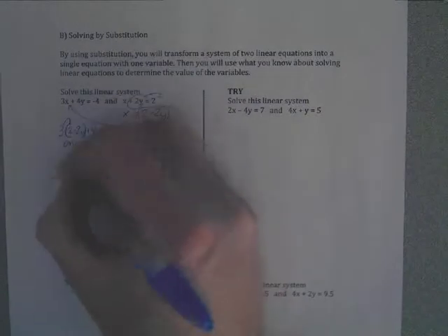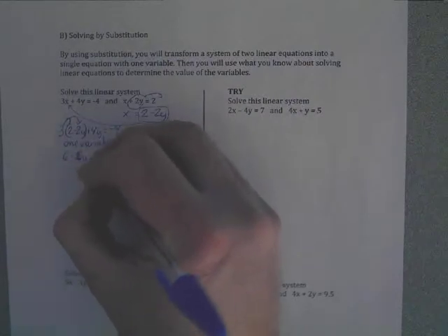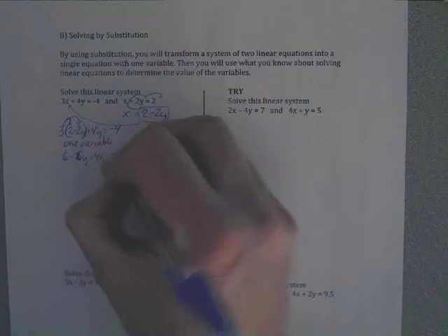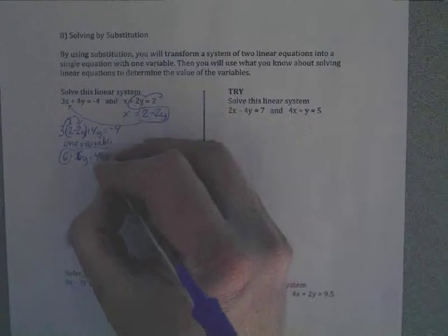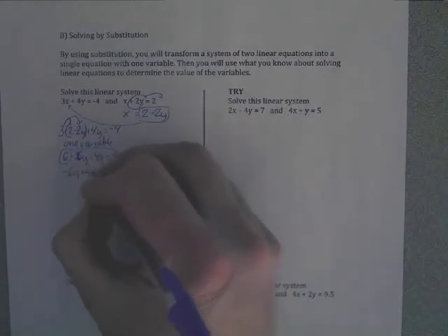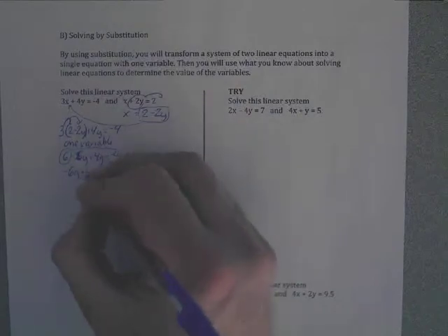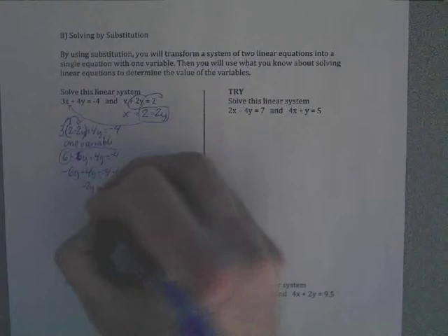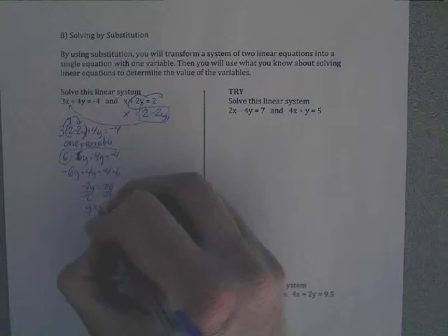So 3 times 2 is 6. 3 times negative 2y is negative 6y, plus 4y is equal to negative 4. Take this, bring it on the other side, so I leave the variables together, so I got negative 6y plus 4y is equal to negative 4 minus 6. Negative 6 plus 4 is negative 2y is equal to negative 10. Divide by negative 2 because I want to isolate the variable, y is equal to 5.